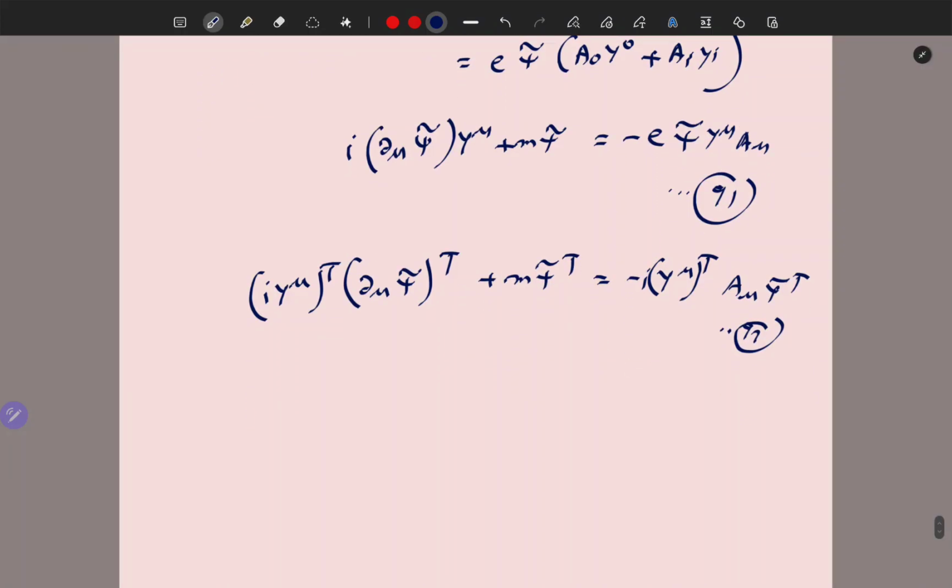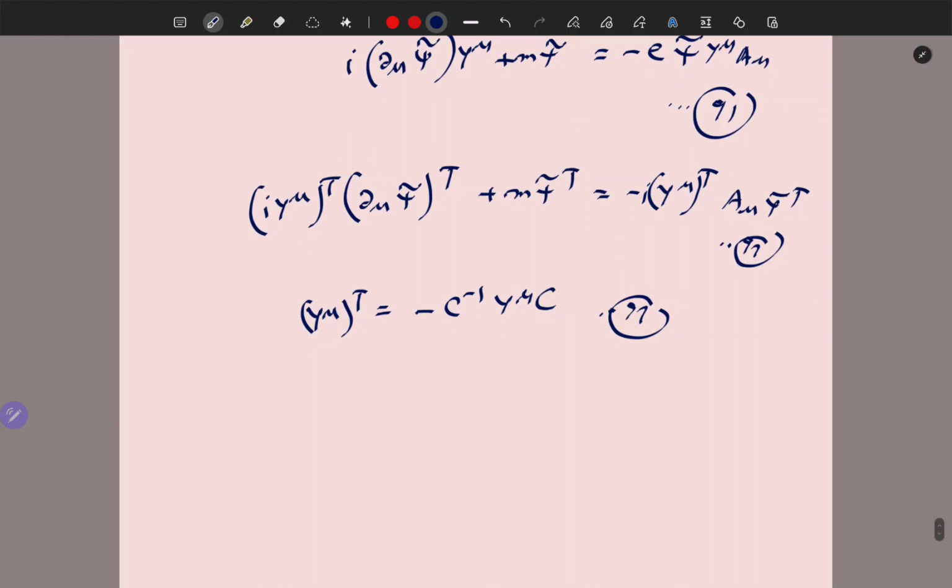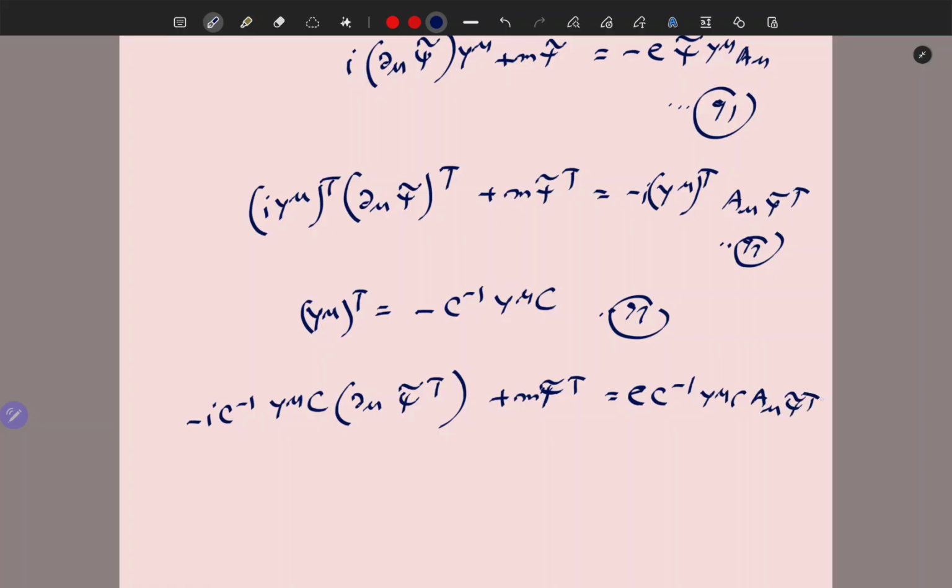If we can find a non-singular 4x4 matrix C such that gamma mu transpose equals minus C inverse gamma mu C, this is equation number 93, then equation number 92 can be written as minus i C inverse gamma mu C del mu psi tilde transpose plus m psi tilde transpose equals C e C inverse gamma mu C a mu psi tilde transpose.